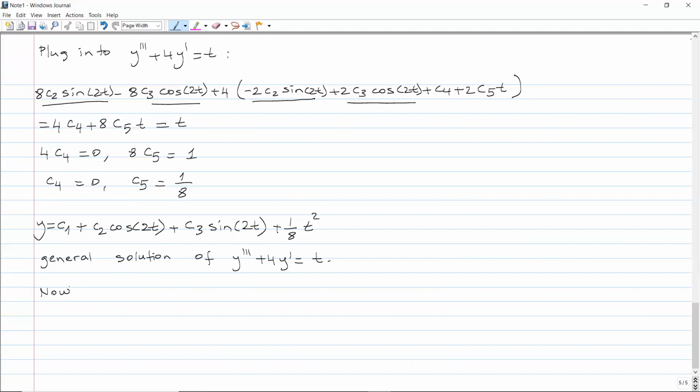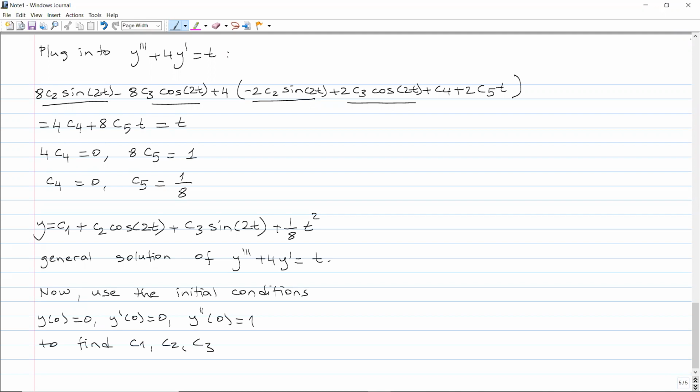Now, use the initial conditions y(0) equals 0, y prime(0) equals 0, y double prime(0) equals 1 to find the constants c1, c2, c3. Okay, so first y(0) equals 0. So I substitute 0 for y and 0 for t in the general solution. When you substitute t equals 0, you get c1, cosine 0 is 1, so plus c2, sine 0 is 0, and t is 0. So we have c1 plus c2 equal to 0.